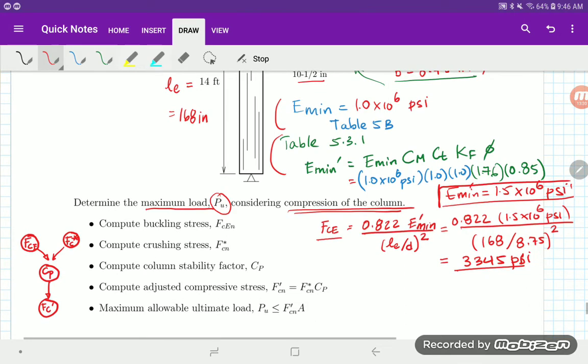Okay, so that's our first one there. Now I have to compute FC star. All right, FC star.